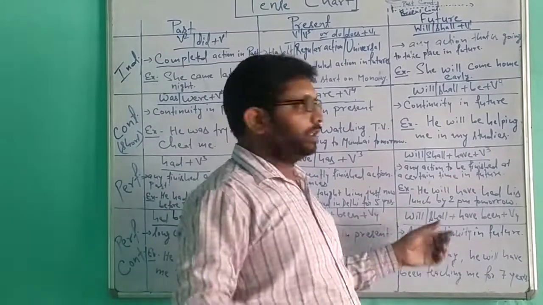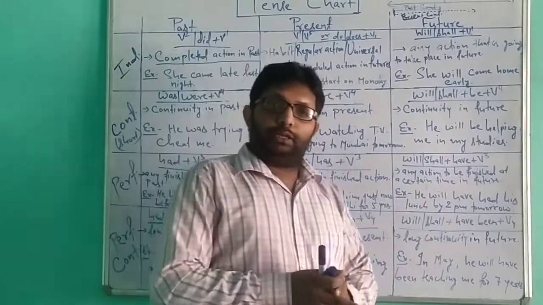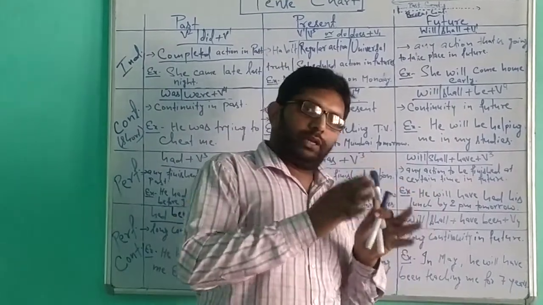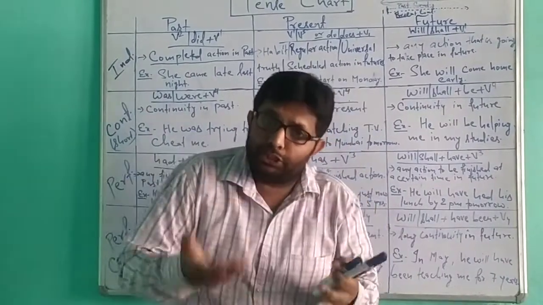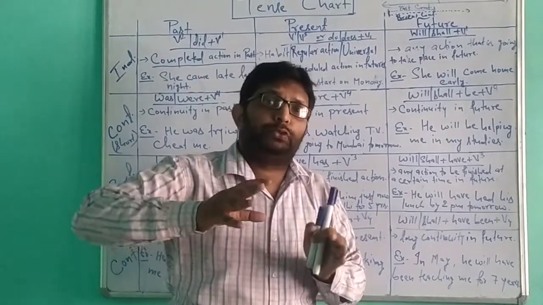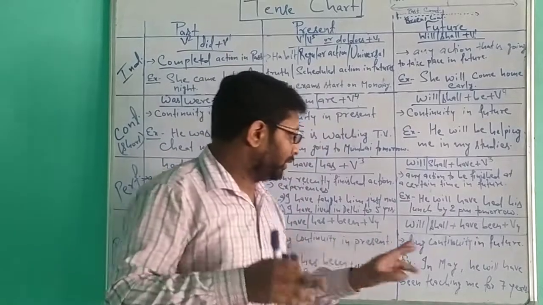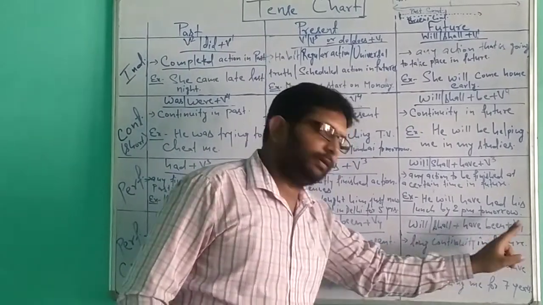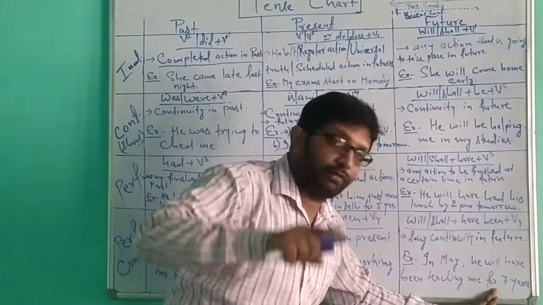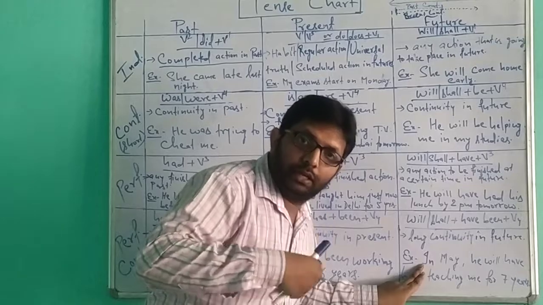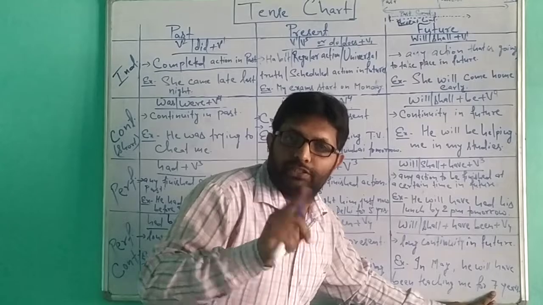Let us move to future perfect continuous tense. In this tense, we express that somebody will have been teaching, somebody will have continued working up to some certain time in future. Here I have used will have been plus V4. In May, he will have been teaching me for 7 years. Right now, he has not completed 7 years of teaching.